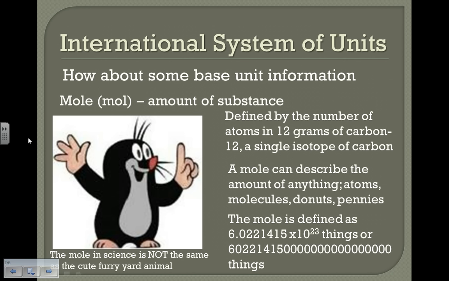602 hexillion, 214 pentillion, 150 quadrillion things. It's a lot of things. It's such a big number that it doesn't make sense to talk about that many things, except when we're talking about very, very small things like atoms or molecules or electrons, protons, neutrons, or whatever, okay? Because it's just completely unreasonable to talk about if we had a mole of donuts, okay?